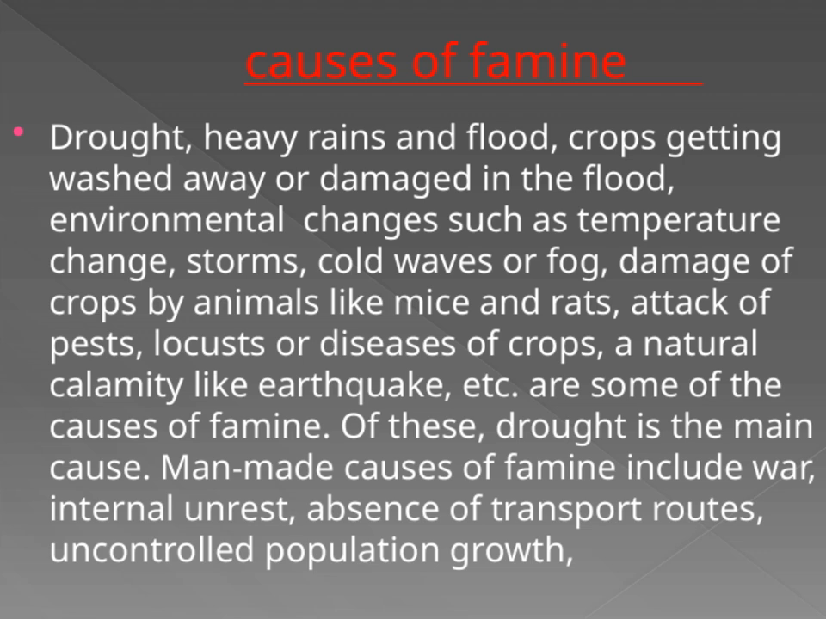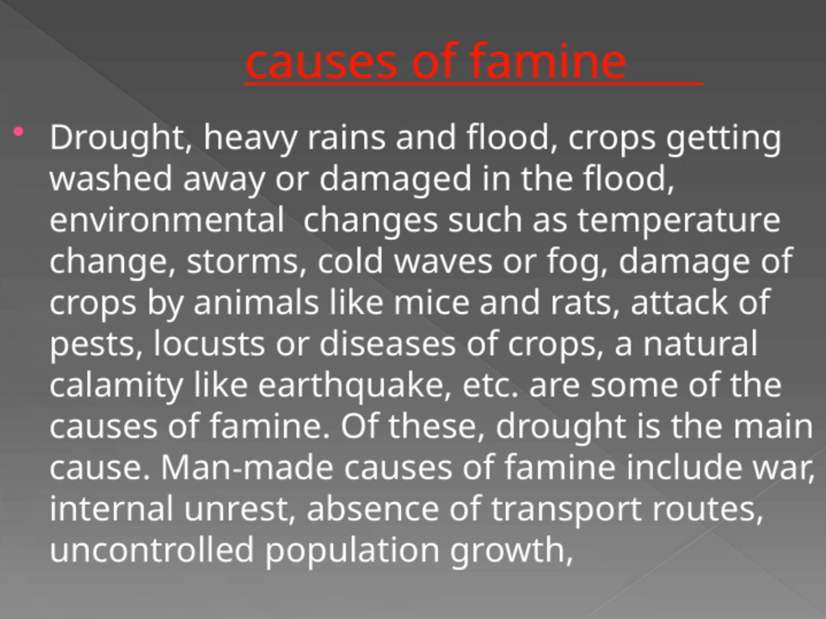Environmental changes, such as sudden temperature shifts, storms, cold waves, or fog, can disrupt agriculture and affect food production. Additionally, animals like mice and rats can destroy crops, and pests such as locusts or crop diseases can wipe out entire harvests. Natural calamities like earthquakes can also have a severe impact on food security.